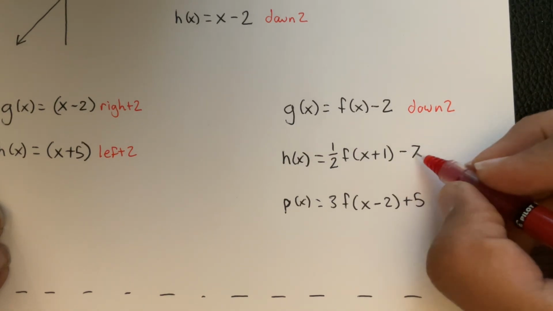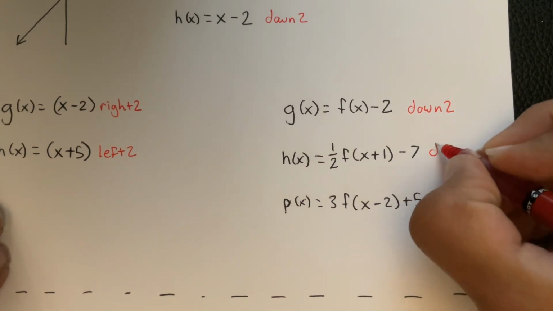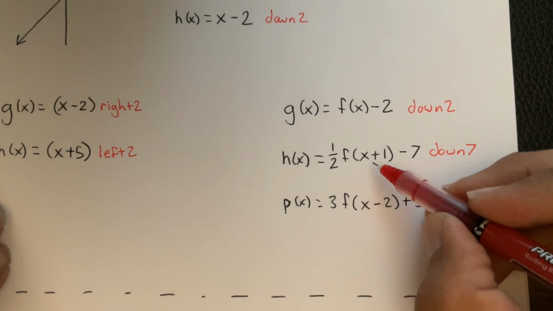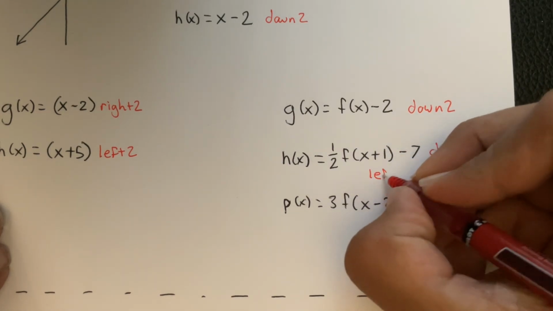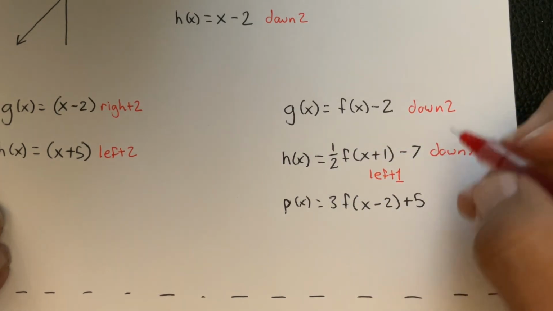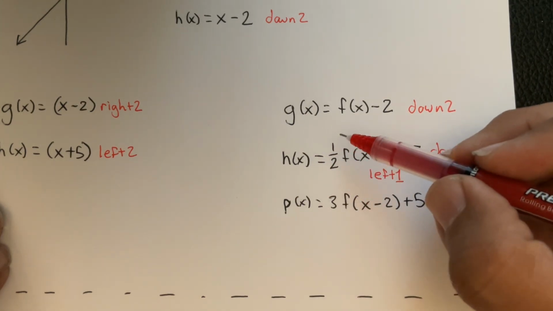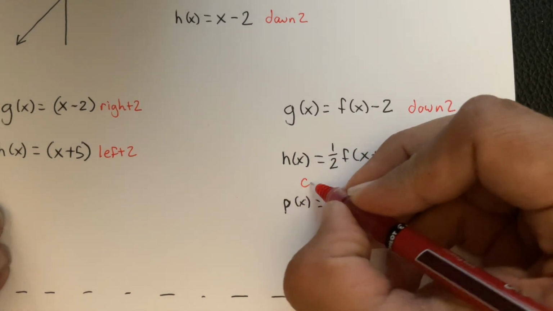So here, minus 7 is outside of the parentheses. So that means this is going down 7. Plus 1 is inside of the parentheses. So this is left 1. And then it's being multiplied by half, which causes the graph to go slower. So this is called a compress.